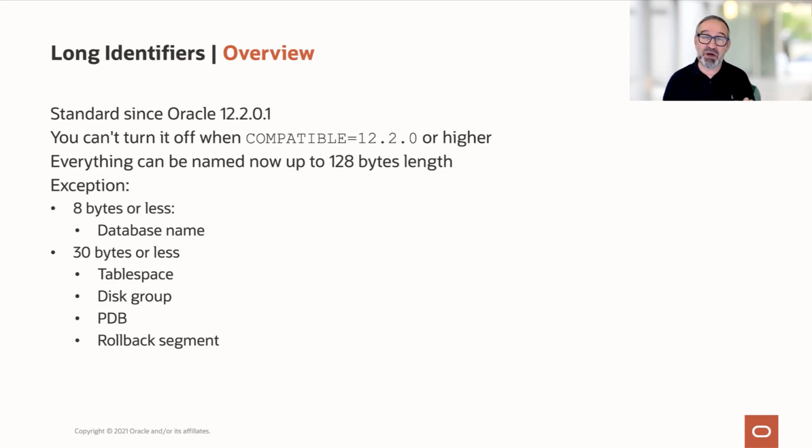So the exception now, and there are very few exceptions, and I think you can deal with that. The database name is still 8 byte or less. 30 byte or less is the restriction for tablespace name, disk group name, PDB names. And does anybody have rollback segments? Okay, but I think you can deal with the rollback segments. That's not an issue.